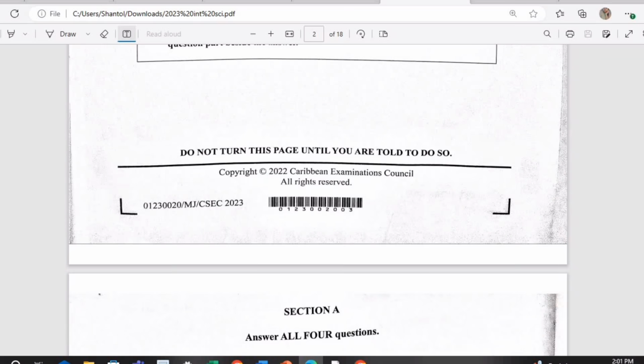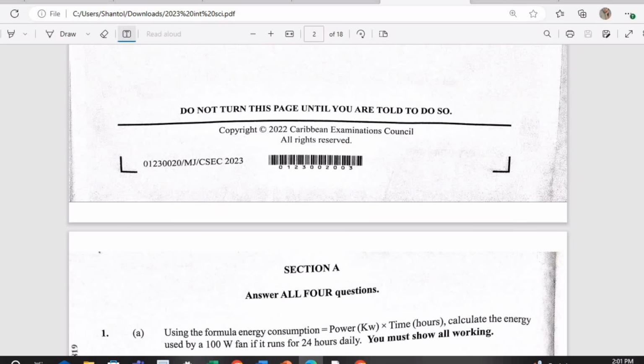Section A. First question. Using the formula energy consumption equals power in kilowatts times time in hours, calculate the energy used by a 100-watt fan if it runs for 24 hours daily. You must show all working.